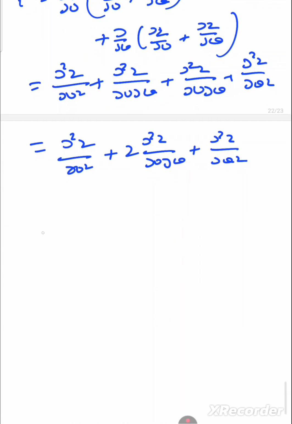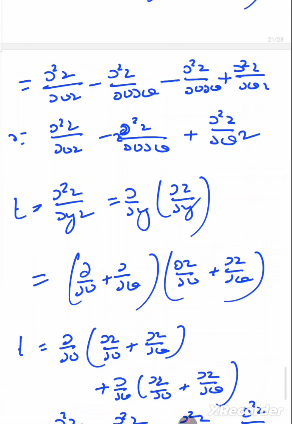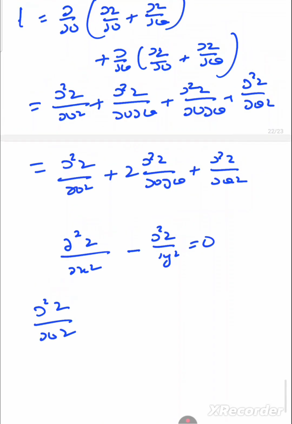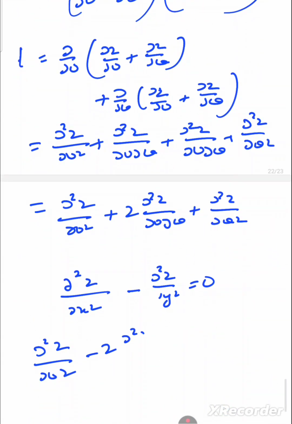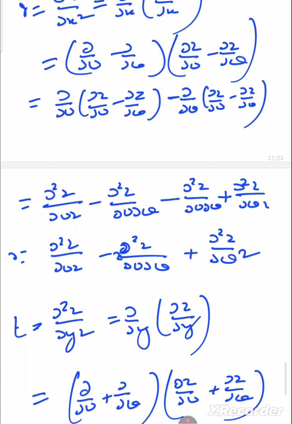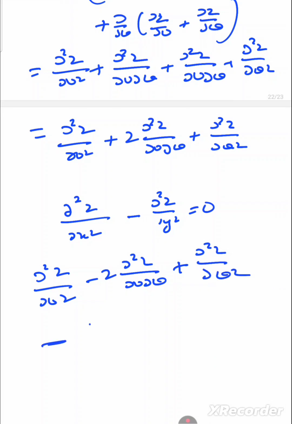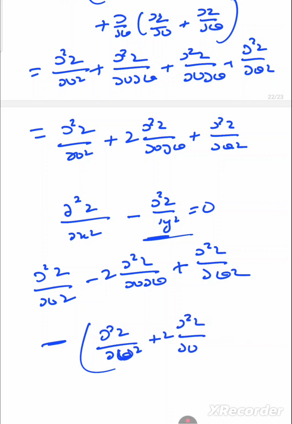Now the original equation, which we want to convert into canonical form, is ∂²z/∂x² − ∂²z/∂y² = 0. Now putting the value of ∂²z/∂x², which is ∂²z/∂u² − 2∂²z/∂u∂v + ∂²z/∂v², and similarly minus ∂²z/∂y², which is ∂²z/∂u² + 2∂²z/∂u∂v + ∂²z/∂v², equal to 0.